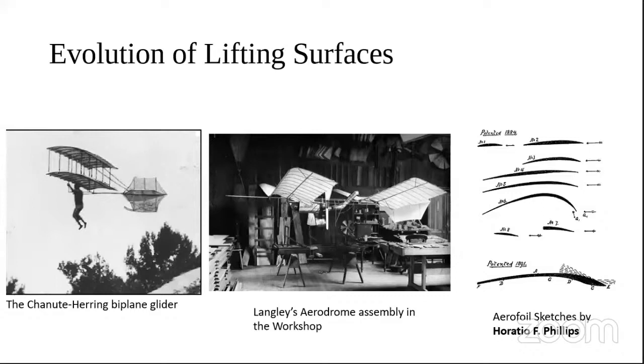Based on this, there was the pilcher glider. People developed Langley's aerodrome assembly in the US. And then Horatio F. Phillips developed various airfoils for flying. Their whole idea is that whatever material Phillips developed is simply a thicker blanket. It doesn't have anything else.